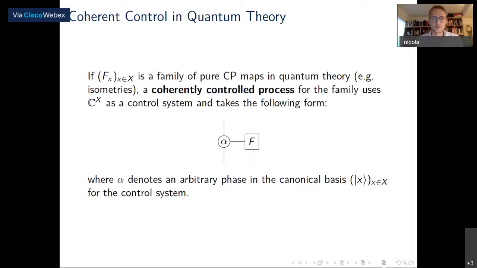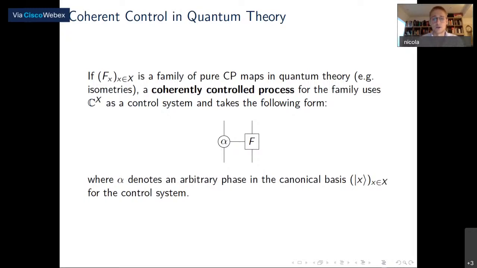But in quantum theory, we know that there is a notion of coherent control. If you give me a family of pure completely positive maps, I can define a coherently controlled process, which we will denote in this way, which is a generalization of the controlled-NOT. The SPO pair is given by a measurement and preparation in a fixed orthonormal basis. And we show in the paper that this map is canonical up to an arbitrary choice of the phase. So it is the only control process, other than the classical one, that can be constructed.